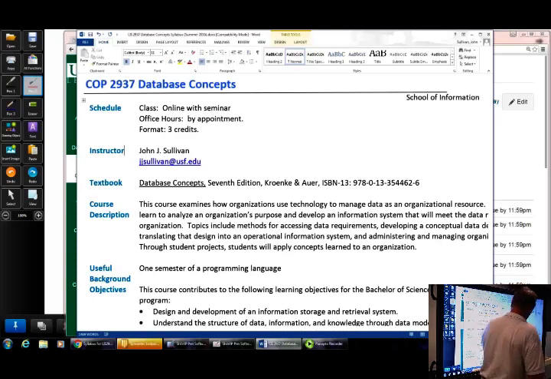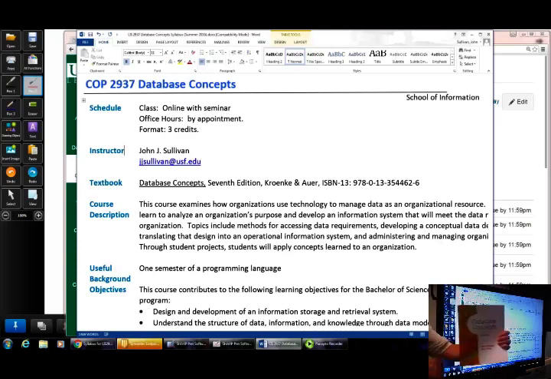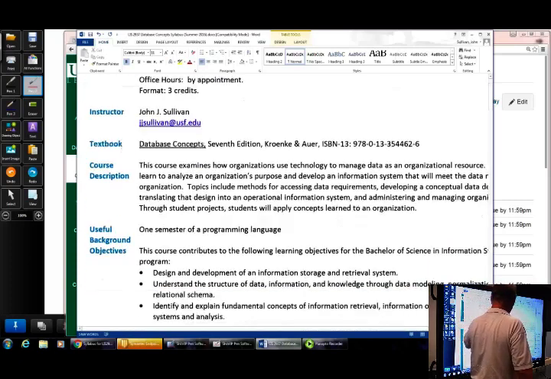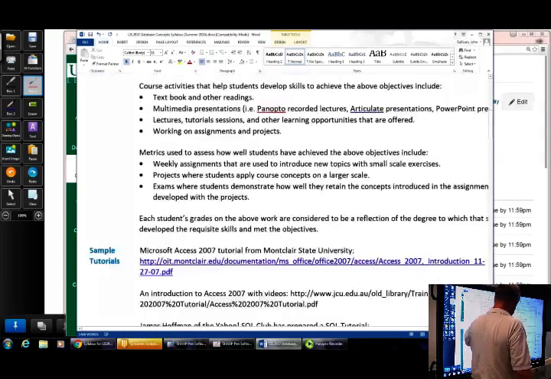Anyway, our book is our Database Concepts book by Kroenke and Auer. Good book. I like it. It's plenty of illustrations. They take a lot of time going through different concepts so that you can understand it. And you'll notice that in this course, we go through at a very modest pace.